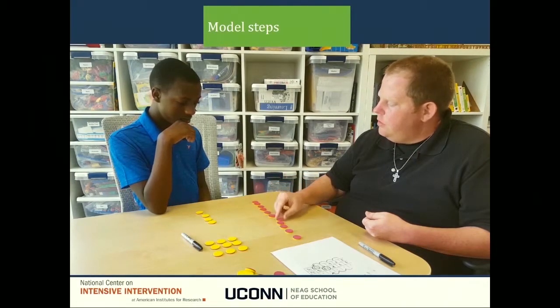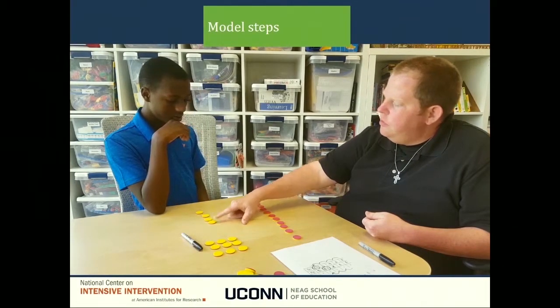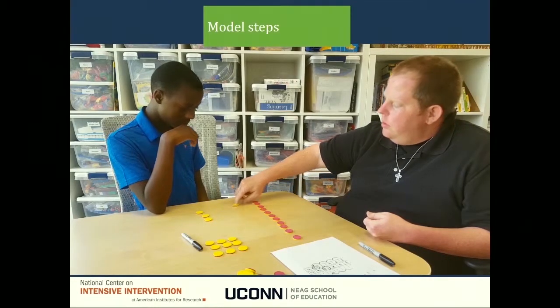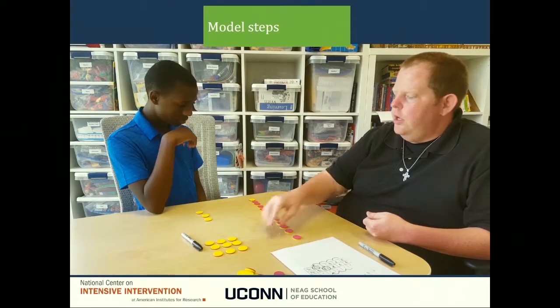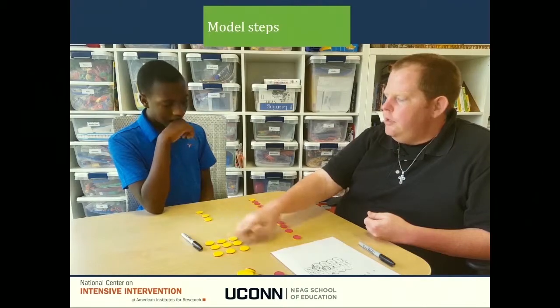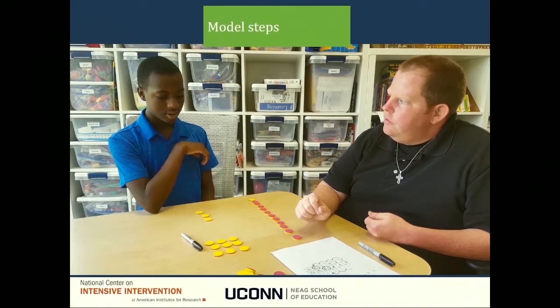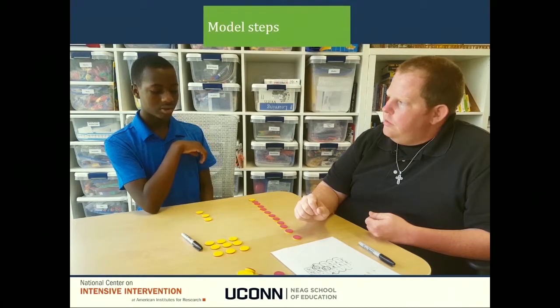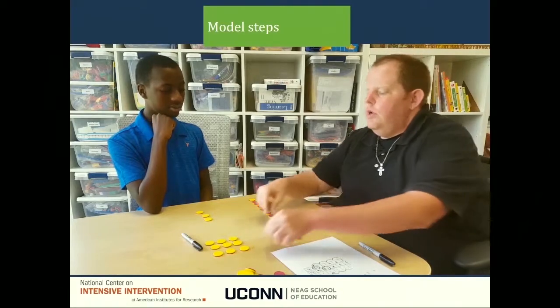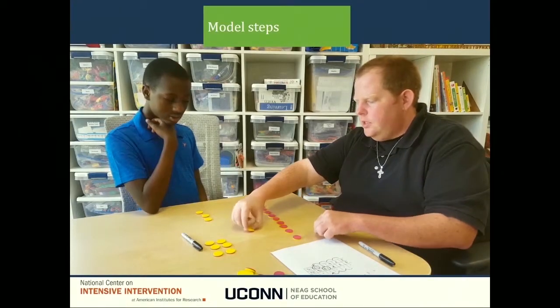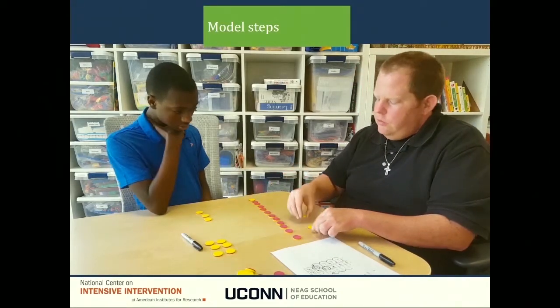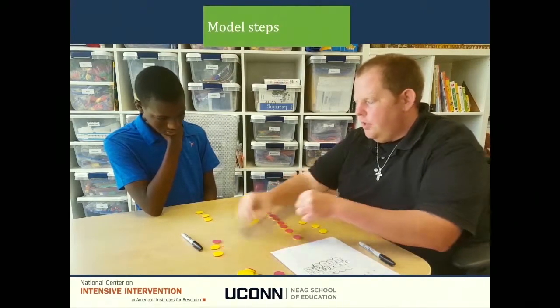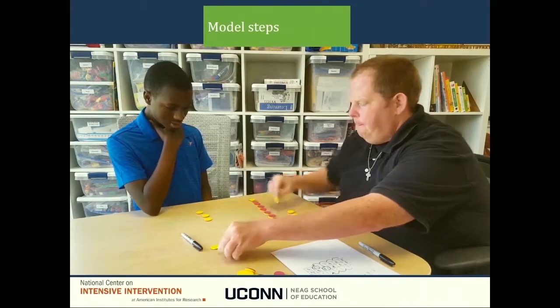No. So what do we need to do? We're going to get one more. Good. Now, how many yellow ones do you think we have left? We have 12 left. Good. So we can make this a set of its own, but we're not going to really use these because they don't really represent anything, okay?